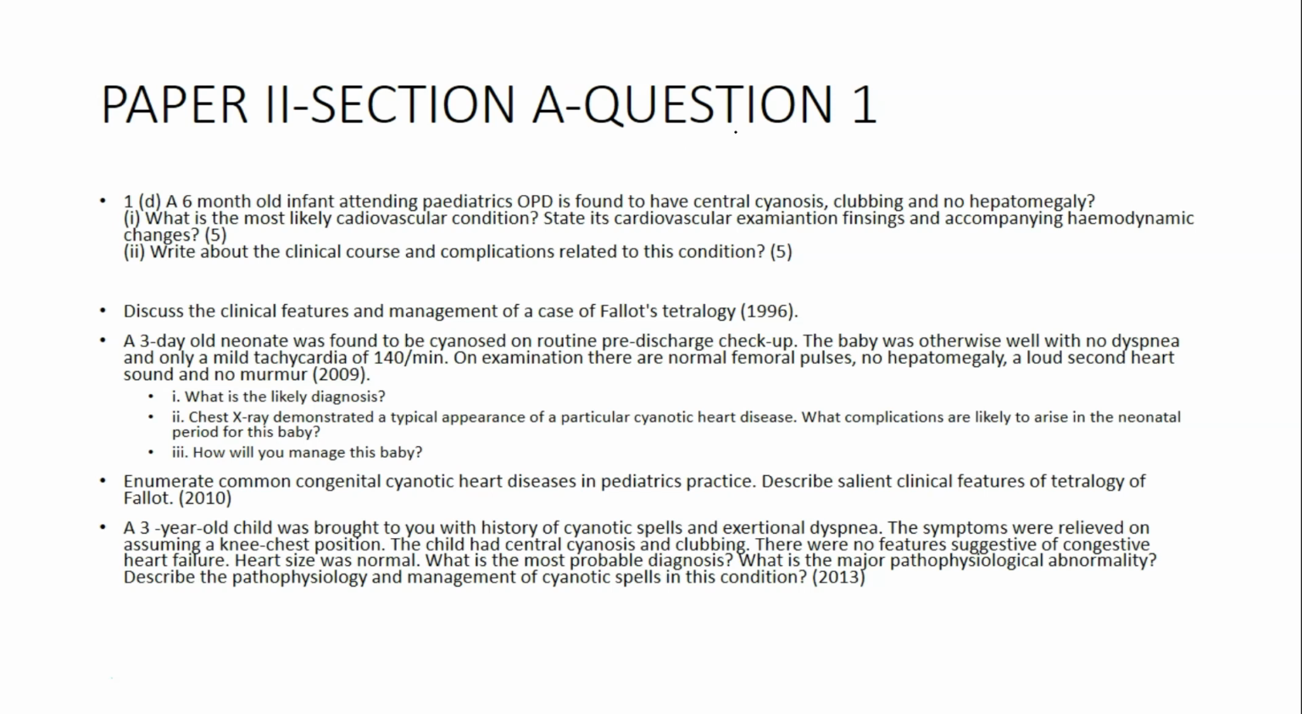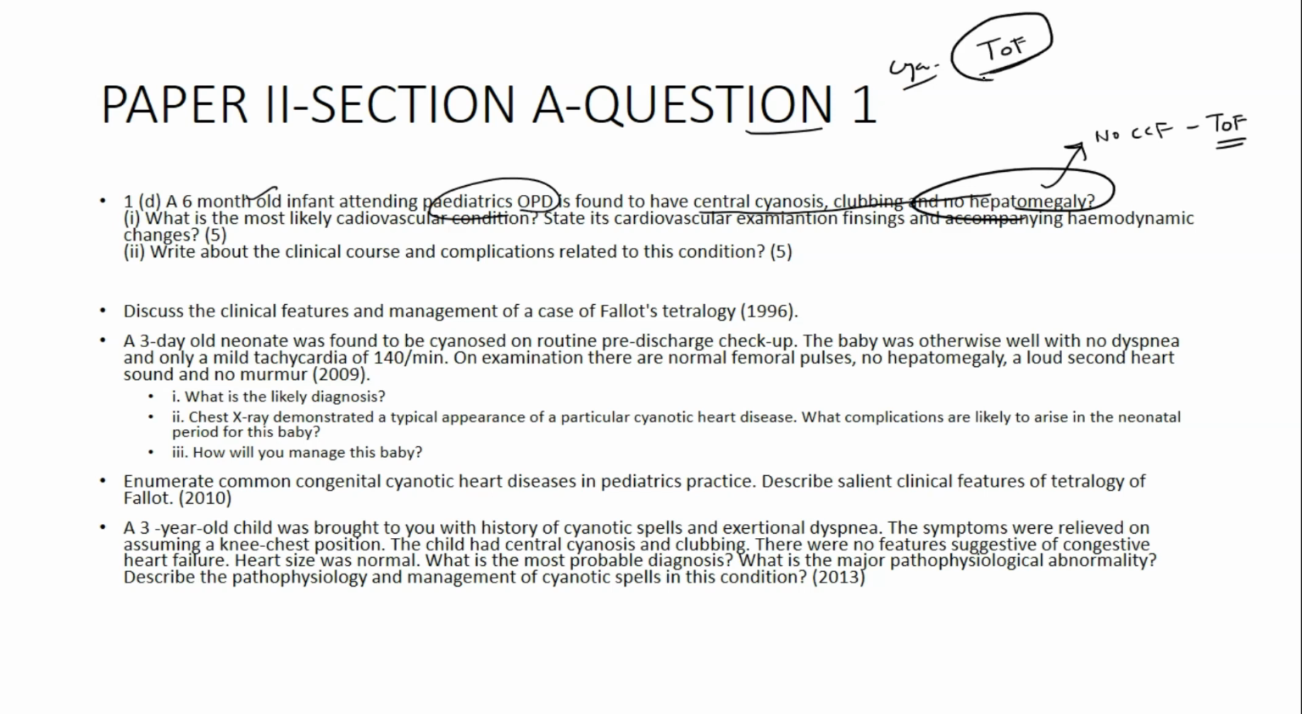Now paper 2, section A, question 1. A 6-month-old infant attending pediatrics OPD is found to have cyanosis, clubbing and no hepatomegaly. No hepatomegaly means no CCF. No CCF means tetralogy of Fallot. Because there are some conditions which present with congestive cardiac failure with cyanosis, and some which do not. If there is CCF, you have to exclude TOF as a diagnosis, right? So whatever it is, if there is a cyanotic congenital heart disease, they are only asking about tetralogy of Fallot for the last 10-11 years.